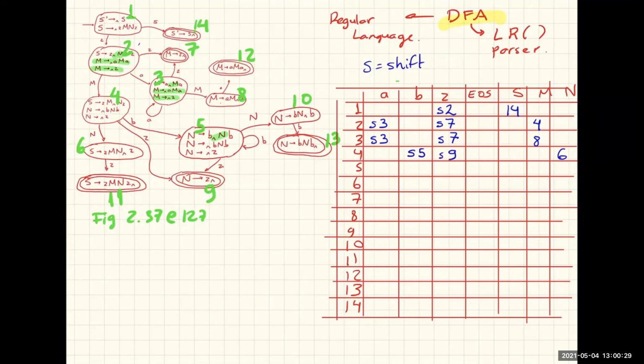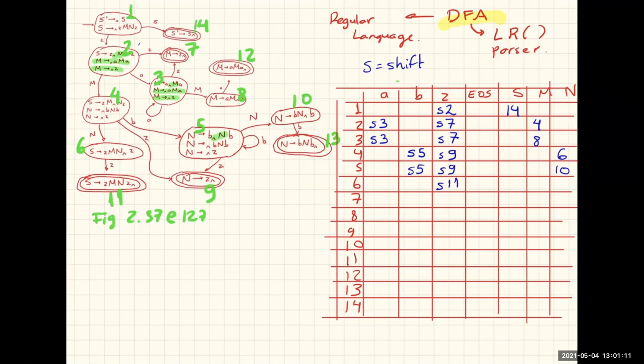And that's it. In state number 5, if we have an N, we move to number 10. If we have a B, we shift and stay at 5. And finally, with a Z, we shift and move to number 9. And finally, for this set, if we are on state 6, if we have a Z, then we shift and move to number 11. And that's it. There are no more outputs.